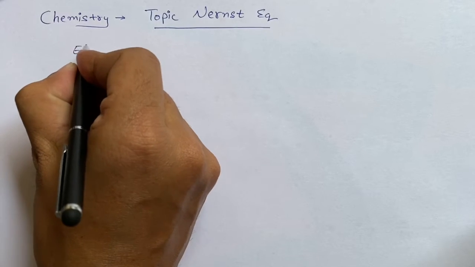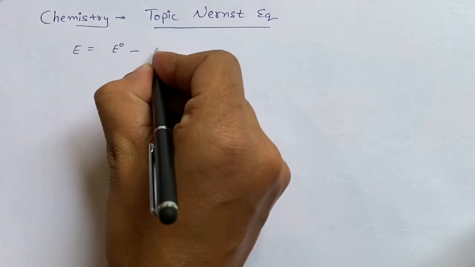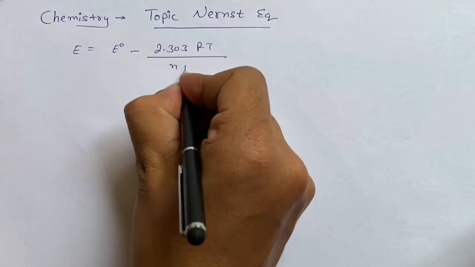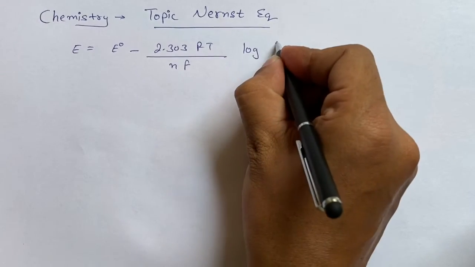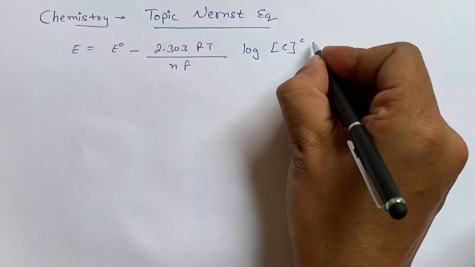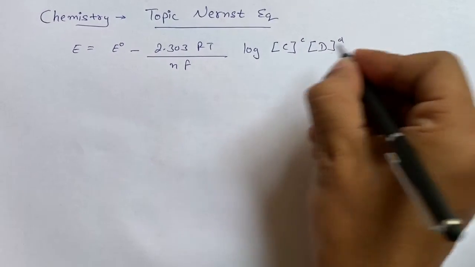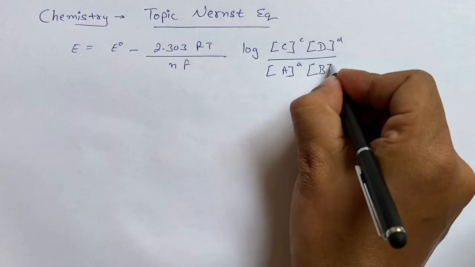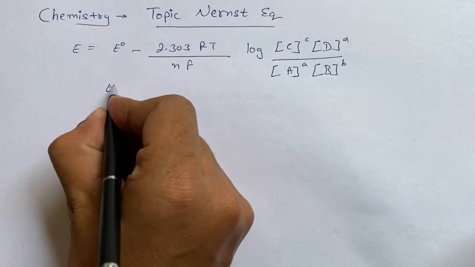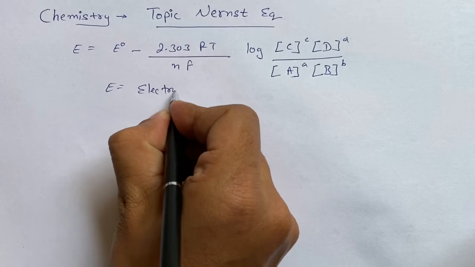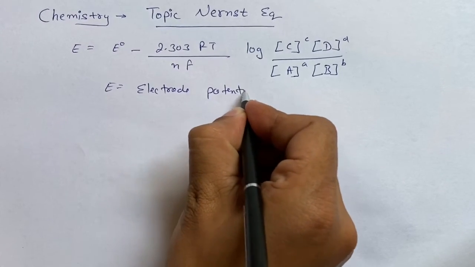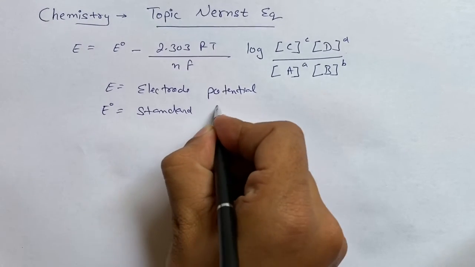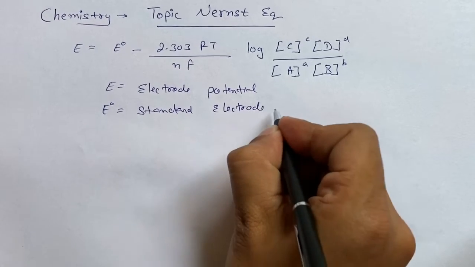The complete formula for the Nernst equation is E naught minus 2.303 RT divided by NF log [C]^c [D]^d divided by [A]^a [B]^b, where E is electrode potential and E naught is standard electrode potential.